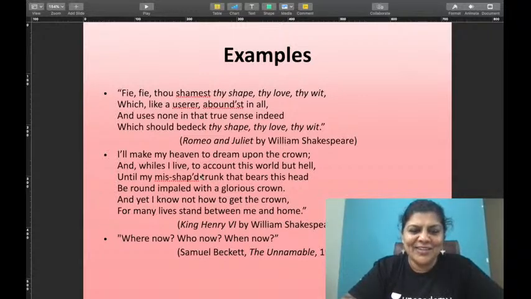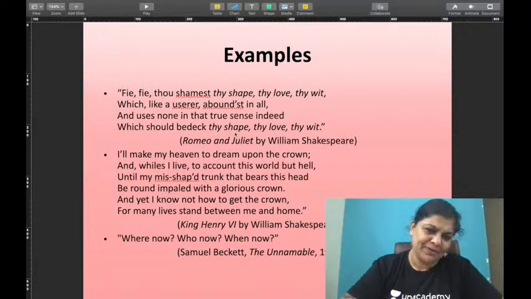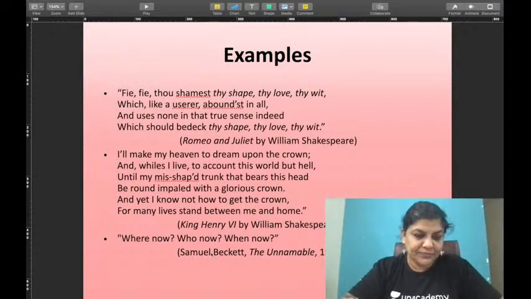Look at this again from Shakespeare. Fie, fie, thou shamest thy shape, thy love, thy wit. You know, this is repeated here again. Look at Samuel Beckett in The Unnameable. Where now? Who now? When now?